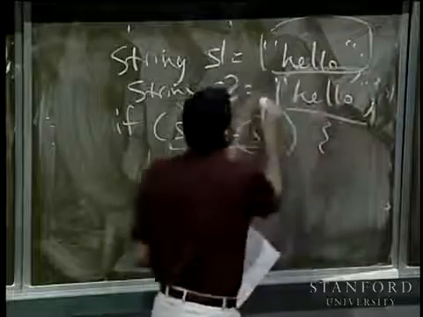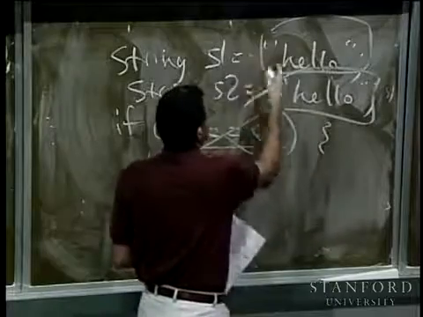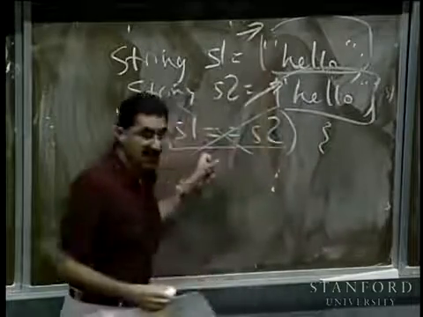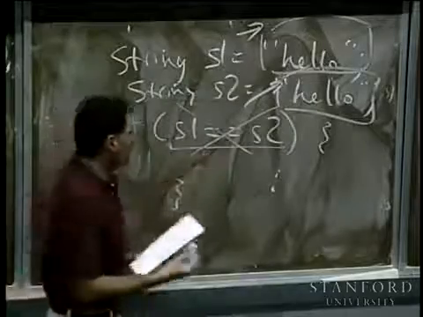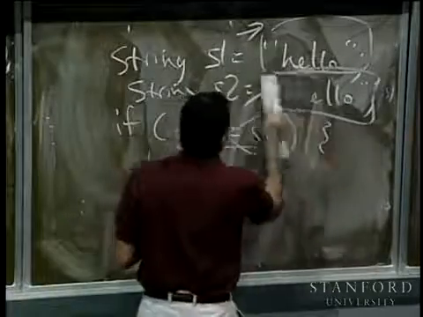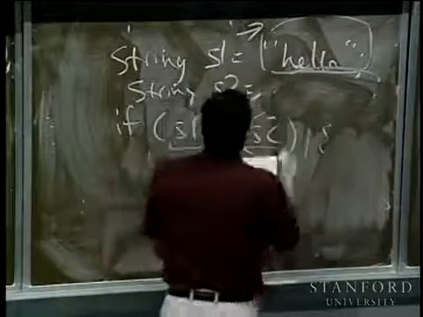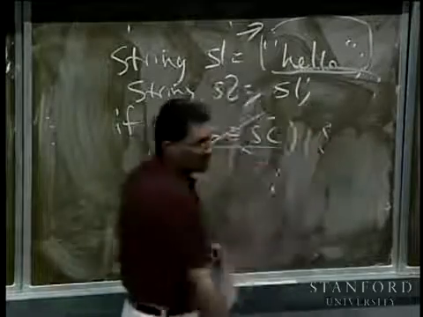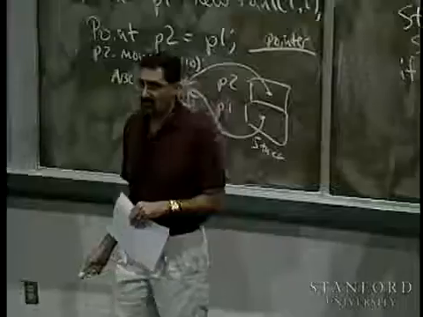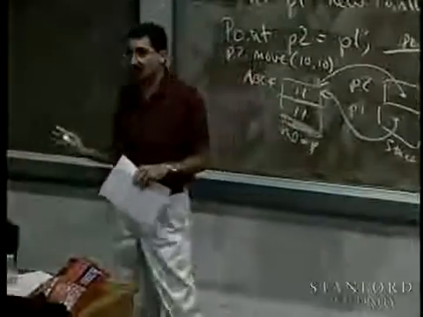One's over here and one's over here. So s1 is a pointer here, s2 is a pointer there. These are not equal to each other. They would only be equal if they were in fact the same object, and I'd set s2 equal to s1. Okay? So any questions about that?